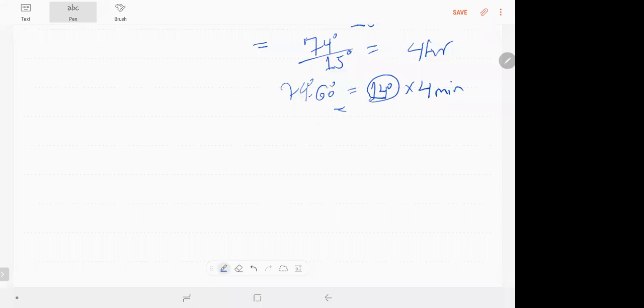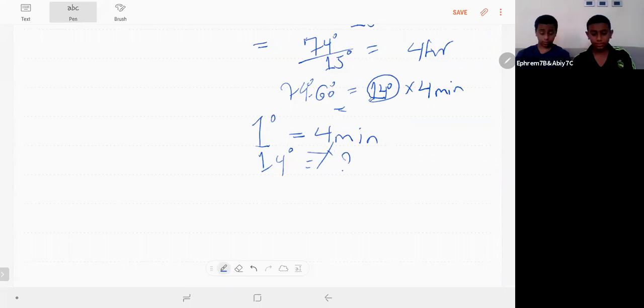Therefore, let's multiply this 14 degrees by 4 minutes, because 1 degree of the Earth's rotation needs 4 minutes. If 1 degree needs 4 minutes in rotation, how about for this 14 degrees? Then we multiply, isn't it?